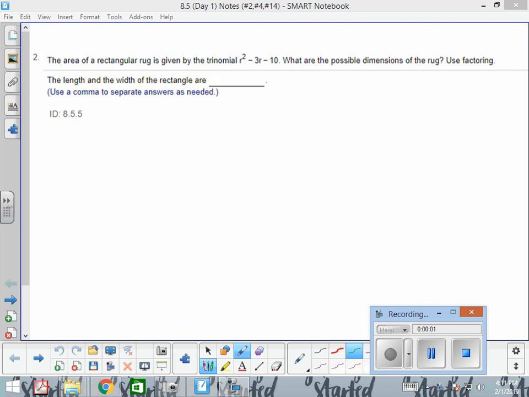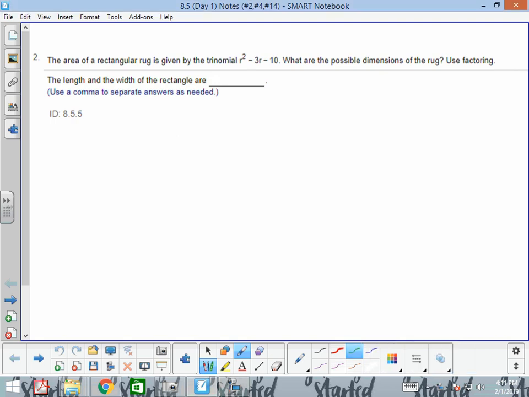These are just a few homework examples from your homework. The rest of them were covered in the previous videos. The area of a rectangle, this is number 2. Also, you can ID it by the ID 8.5.5.